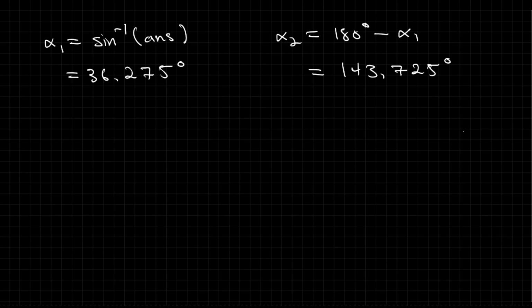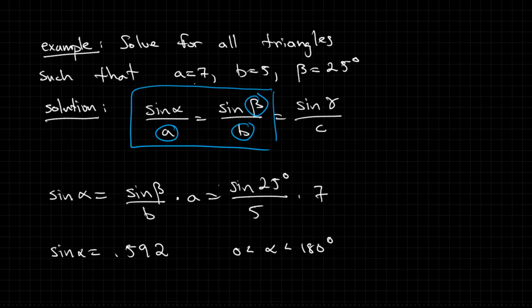Make sure when you're doing this, if your problem is in degrees, which most of the law of sines problems are, that your calculator is also in degrees. And at this point, I think it's important to go ahead and pause and briefly discuss what it means that we got two solutions here. It means that we have a possibility of having two triangles with these conditions that a is 7, b is 5, and beta is 25 degrees.